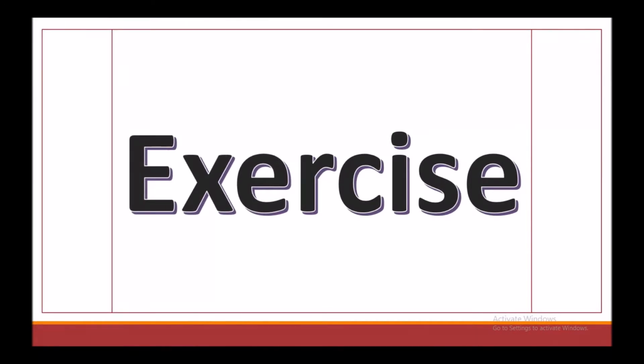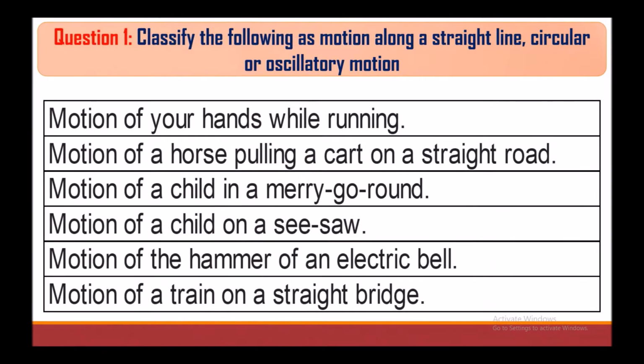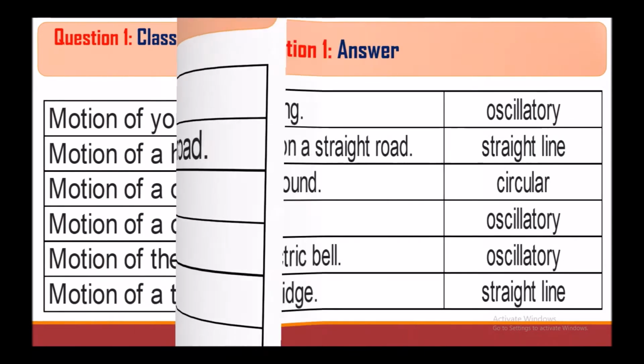Now let's do the exercise of the textbook. In that, first question is, classify the following as motion along a straight line, circular or oscillatory motion. So these are the questions. Let's see the answer for these questions.